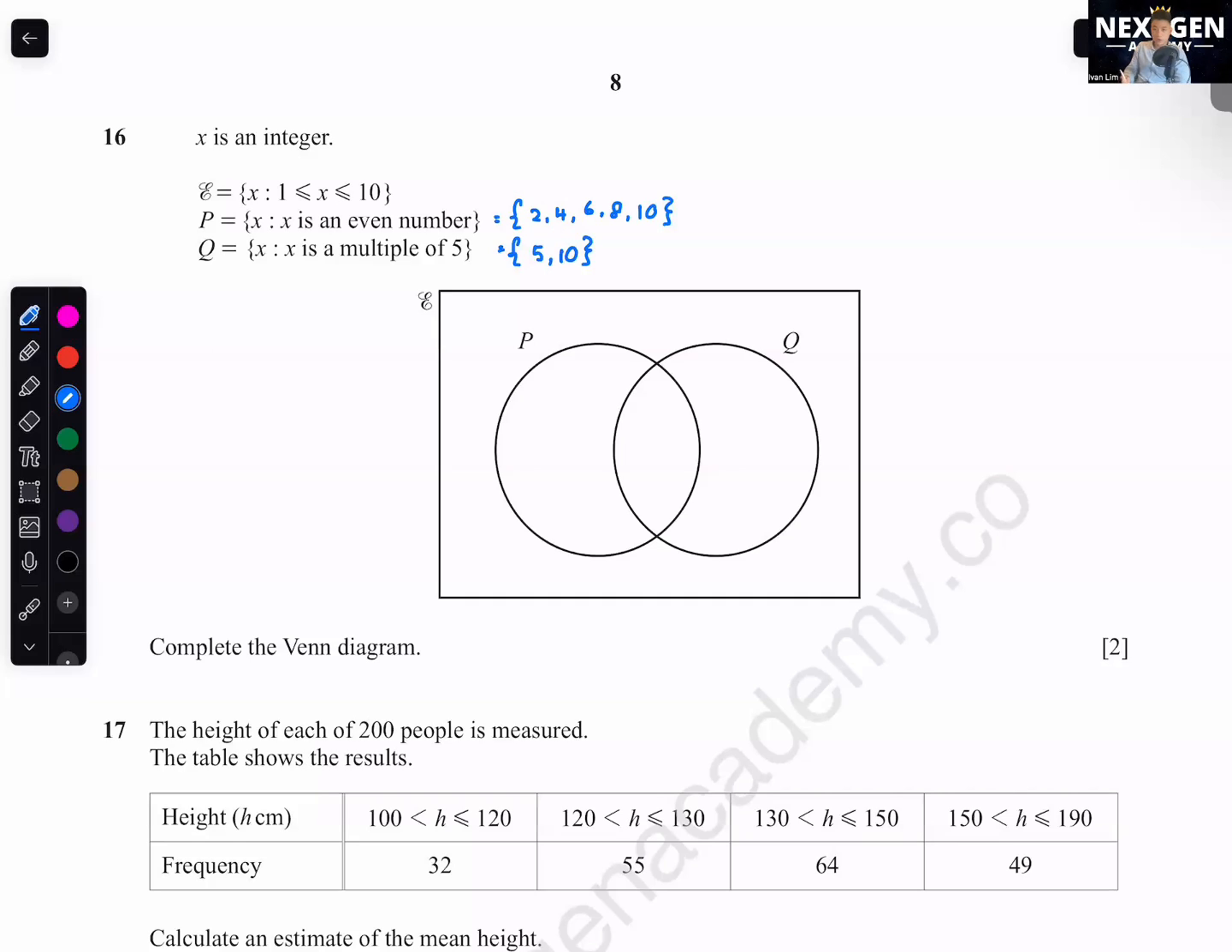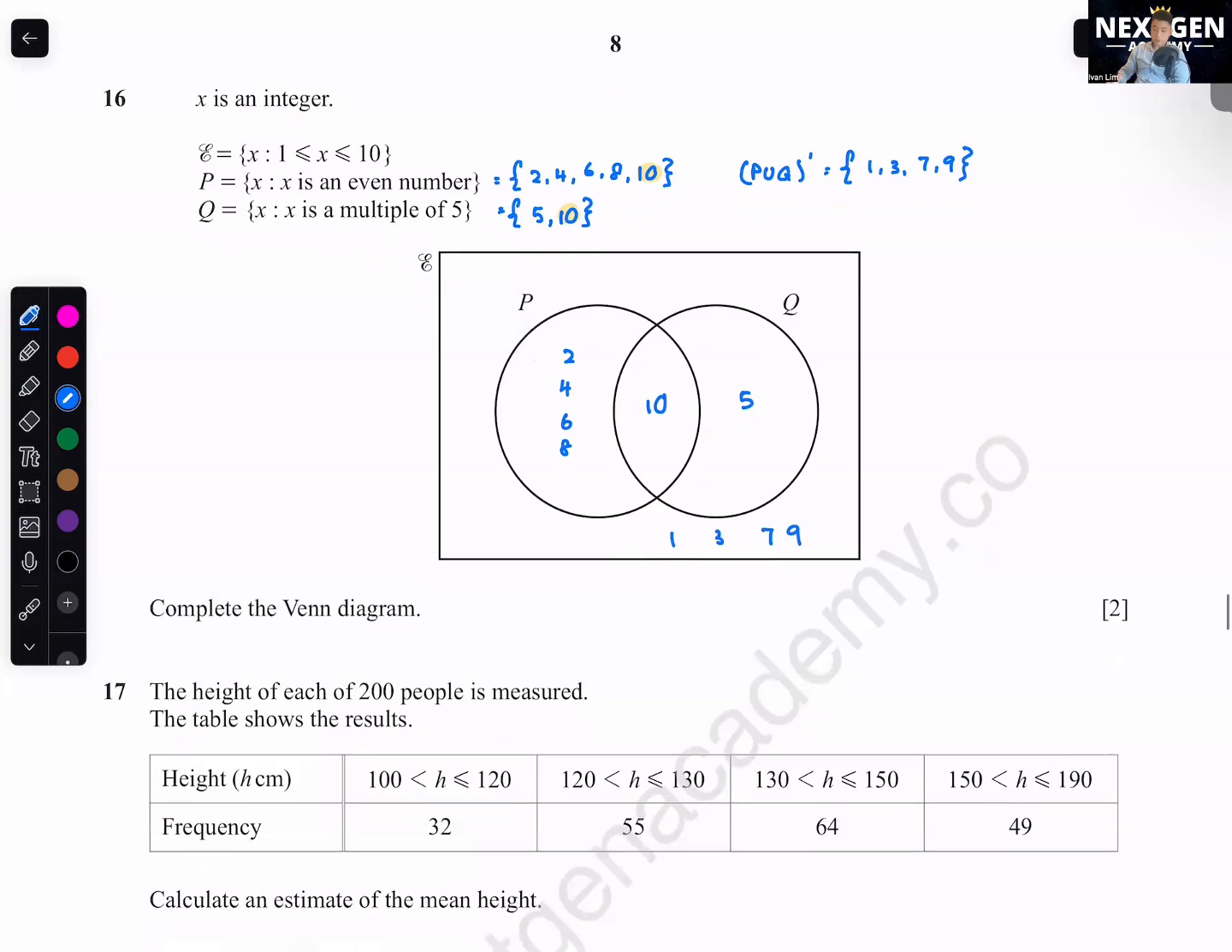Okay, we also need to take note of what is not inside. Outside of the sets, which numbers do you get? You see what's not inside: 1, 3, 7, 9. So first thing, we see what's common. Both of them have 10, so we put it in the intersection here. Then 2, 4, 6, 8. This one you have 5. And here you have 1, 3, 7, 9. That's outside. Easy.